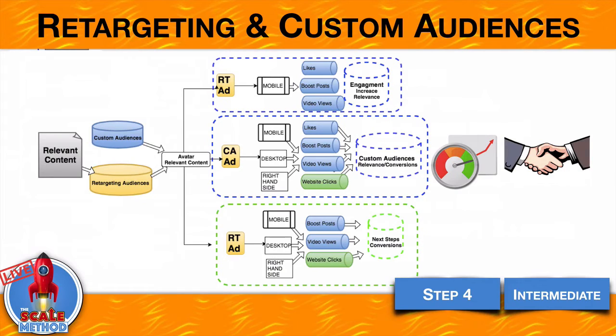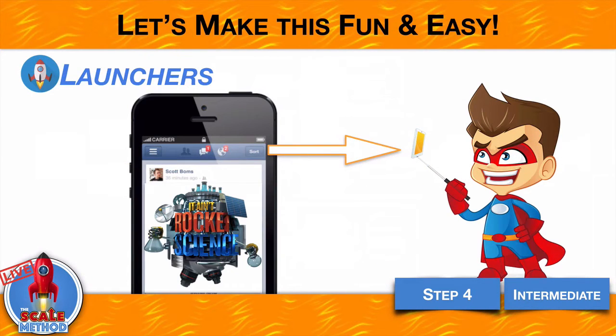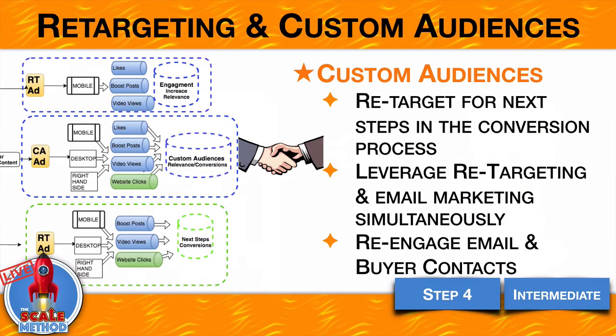Now let's look at custom audiences. Custom audiences are either emails that you uploaded, phone numbers that you uploaded, or people who are using your app. But this is where relevance and conversions start to converge. For example, they've already opted in. You already know that Rex over here is pretty dang excited about what's going on. Now, it ain't rocket science. He's seeing something that really appeals to him. I mean, look at that smile on his face. So with custom audiences, we retarget for next steps in the conversion process, because we know that they opted in.